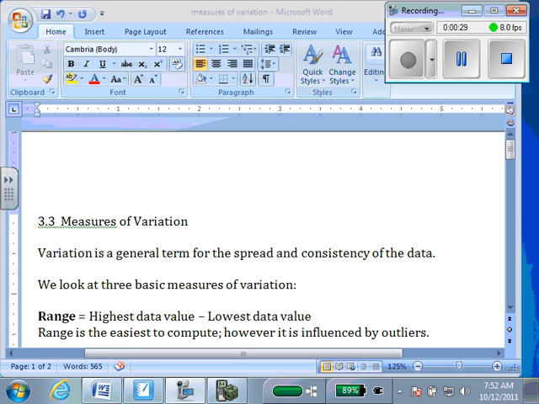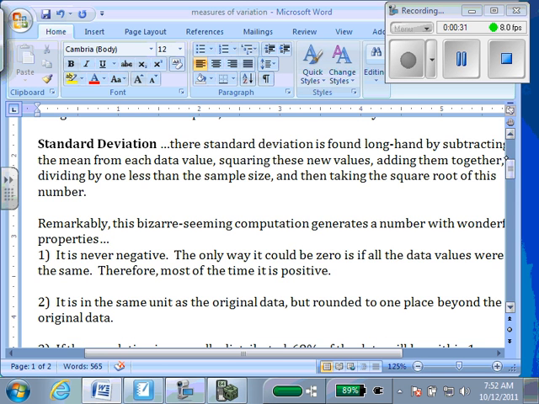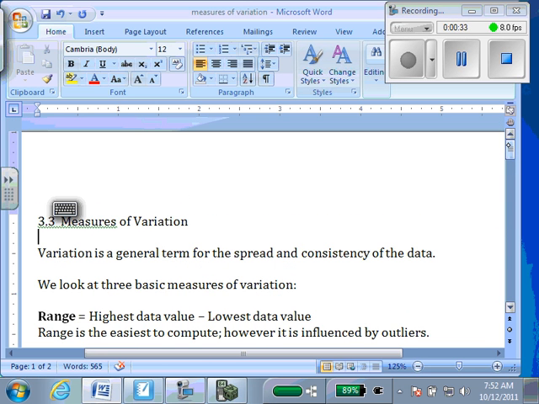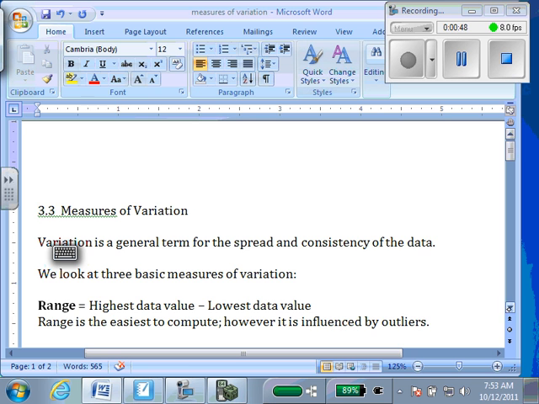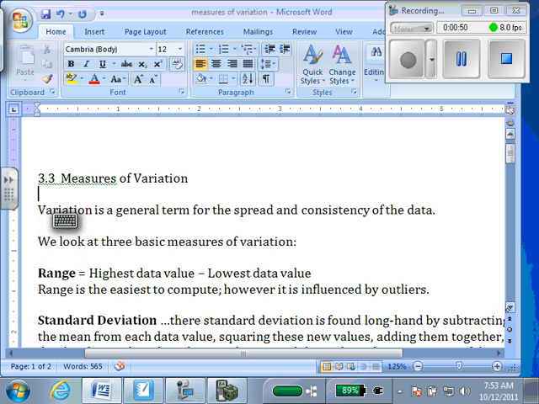The range is a simple calculation that you probably already know. It's the highest data value minus the lowest data value. It's the easiest to compute. However, if you have an outlier in your data, the range is going to be much bigger than it technically should be. Standard deviation is much more useful.